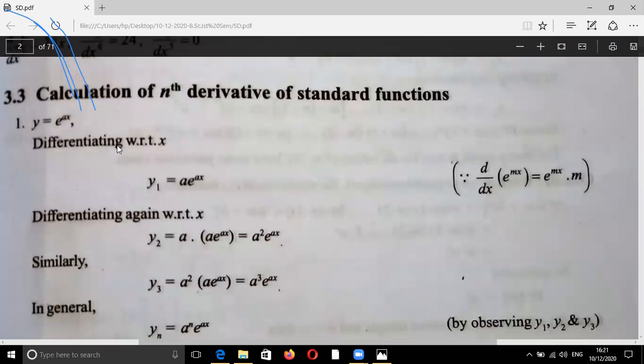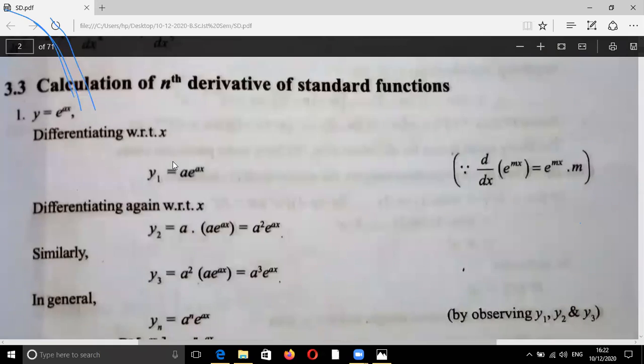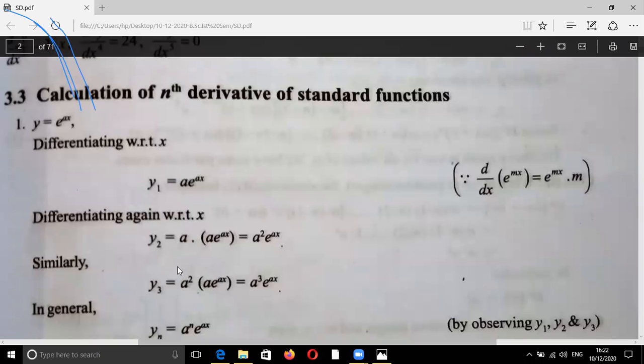Okay, differentiate this with respect to x, so that we are going to get the first derivative, that is y1 equal to a e to the power ax, because the derivative of e to the power mx is given by e to the power mx into the inner derivative of mx. If you differentiate, you are going to get m, that is e to the power mx into m. Same way, if you differentiate e to the power ax, you get a e to the power ax. Again, if you differentiate this with respect to x, because I already told you, first from y you get y1, then y2, then y3, and afterwards you generalize and write the nth derivative.